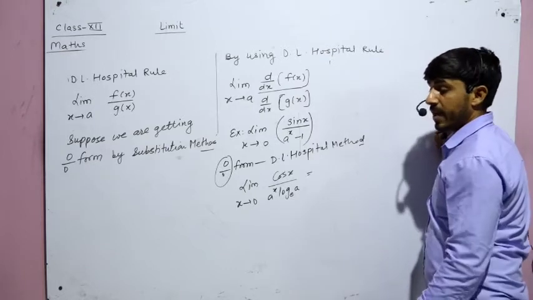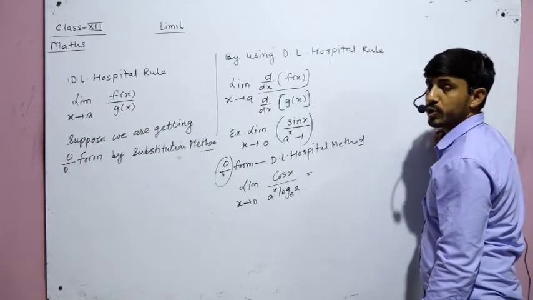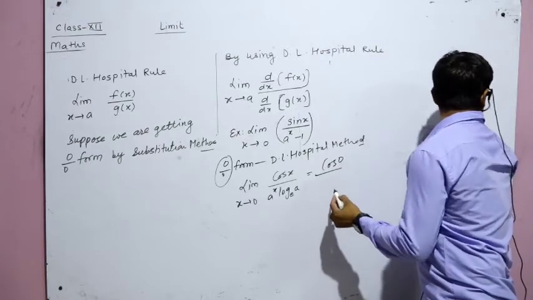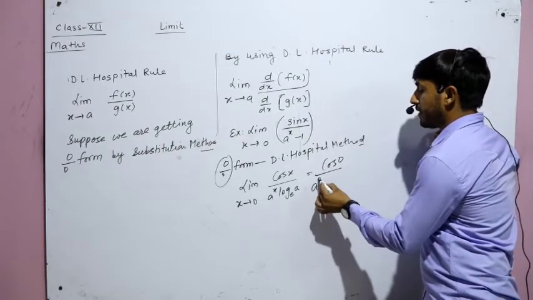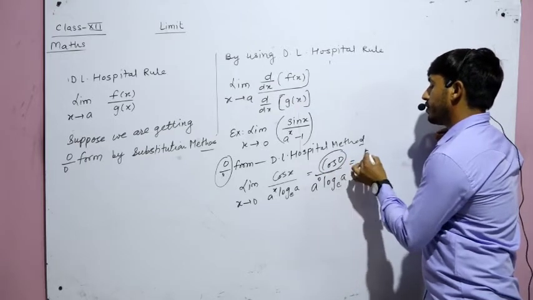Now we will again apply the substitution method. As you can see here, if I apply the substitution method, then we will have cos 0 divided by a to power 0 into log e of a, and cos 0 is equal to 1.